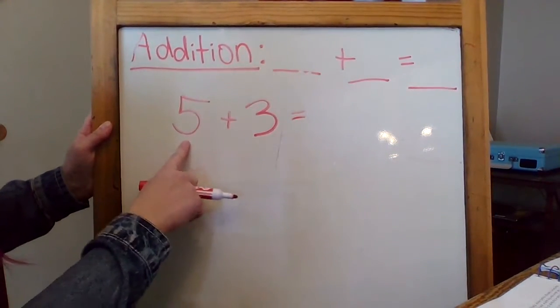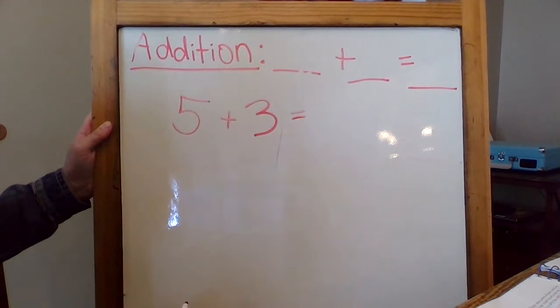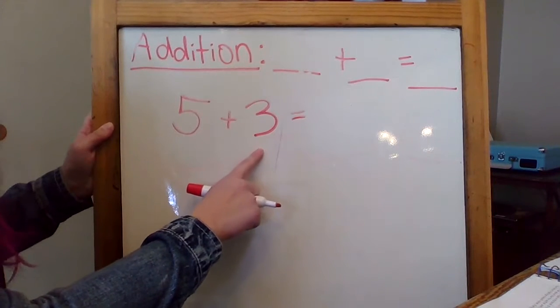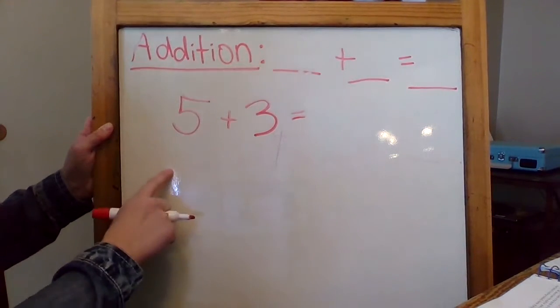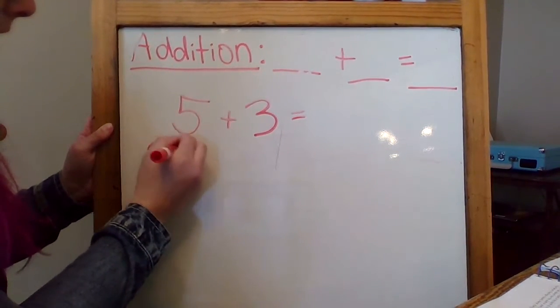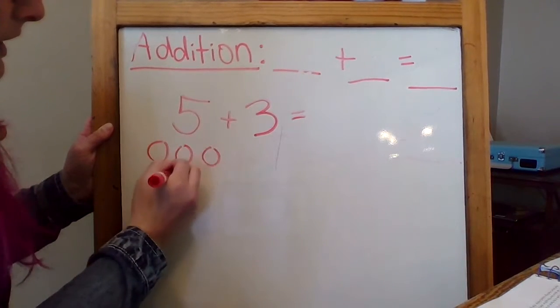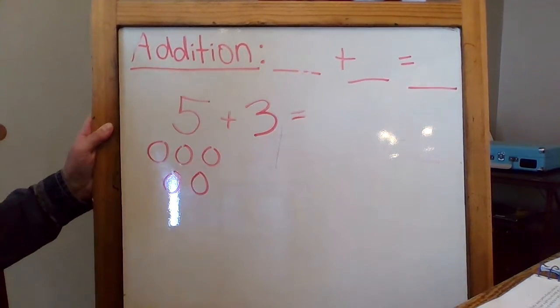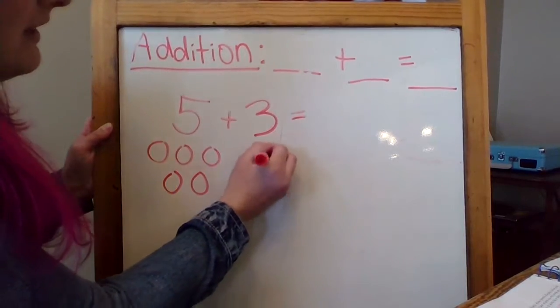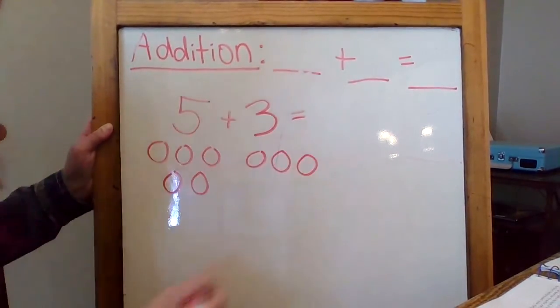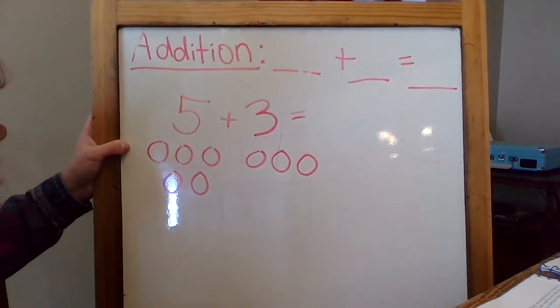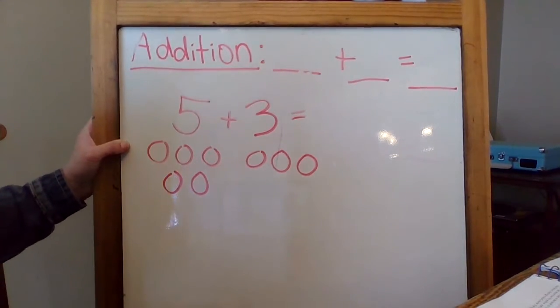Let's see if we can figure out how many pennies Cameron would have. We have 5, and the strategy we're using today for addition is we're going to draw the problem, okay? So we wrote the numbers down from the story problem that I just said, and now we're going to draw them. So let's draw 5 pennies. 1, 2, 3, 4, 5. And then 3 more pennies. 1, 2, 3.